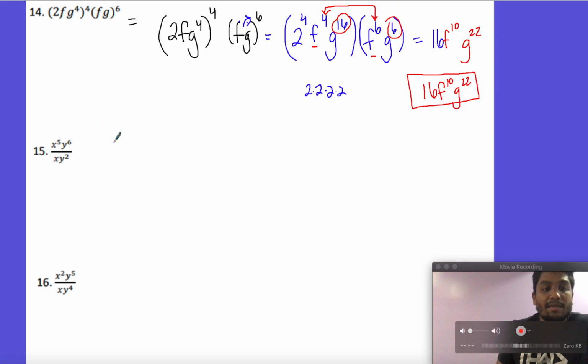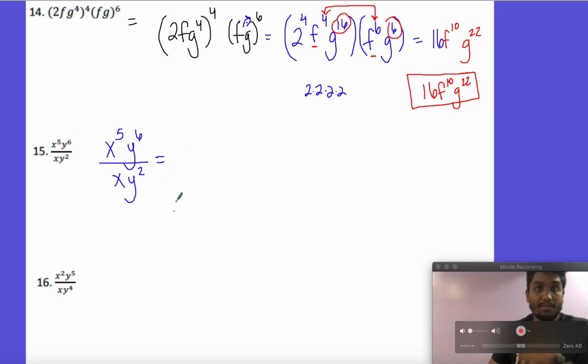Okay? Same thing here. So let's see, x to the 5th times y to the 6th all over xy squared. Right? Follow the same thing. The main thing that you'll see going on here is that we have a division. So a division means that we're going to be using the quotient rule. So we have the same x on the top and the bottom.